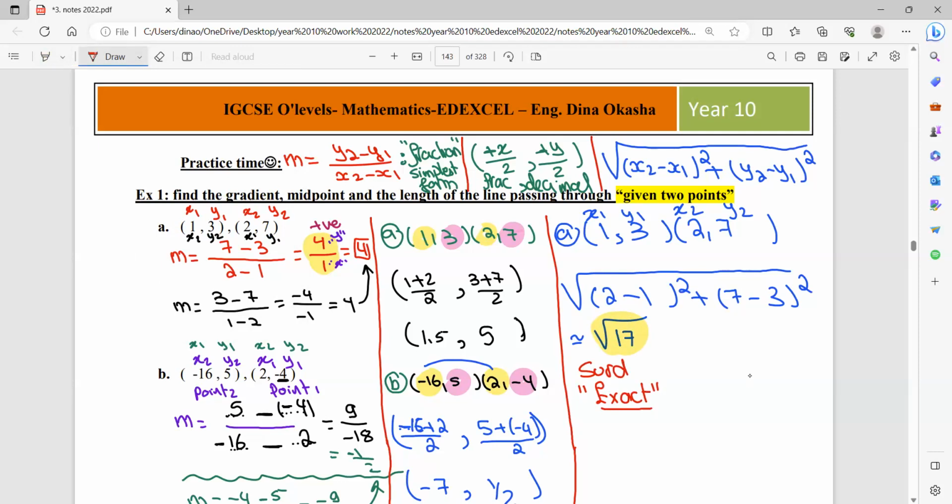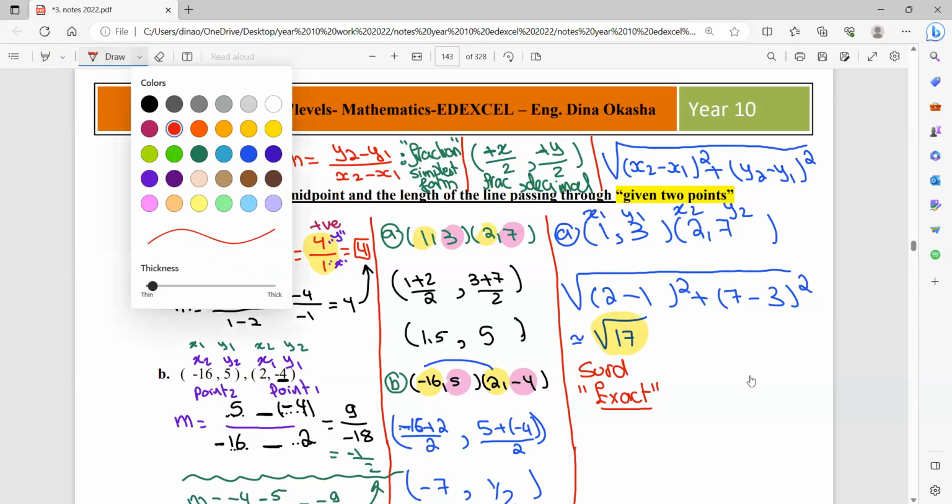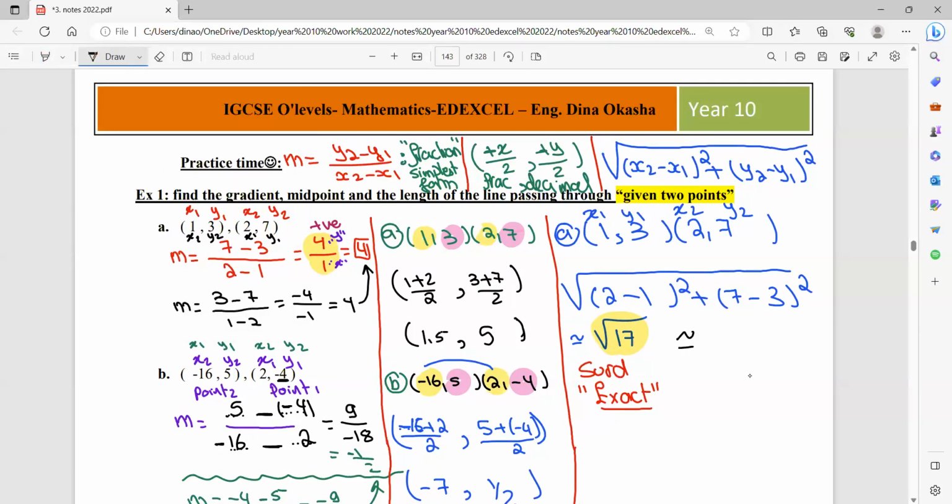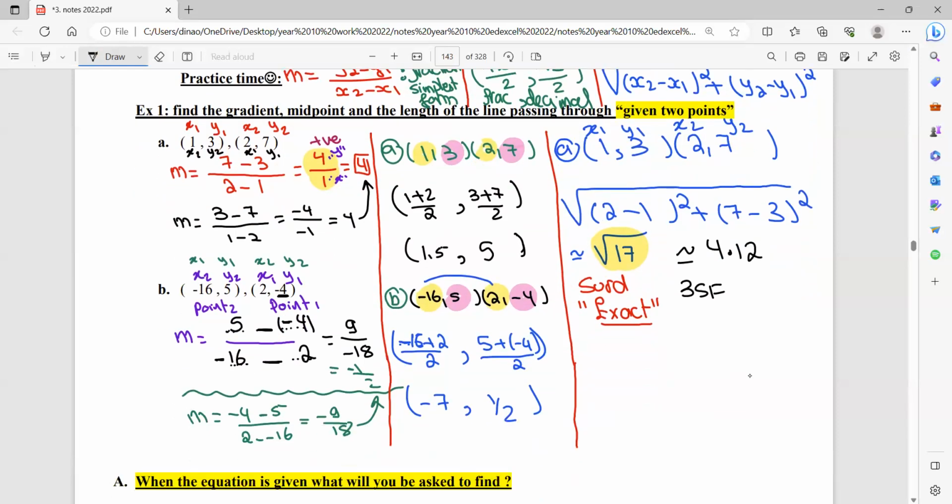Okay, when do I change to decimal? I change to decimal if the question says give your answer to 3 significant figures. So if the question says give your answer to 3 significant figures, then I change it to decimal and I round. What if the question did not say? If the question did not say, it's totally up to you. You leave it as a surd, you leave it in decimal form. It is up to you. Now let's do the second example.